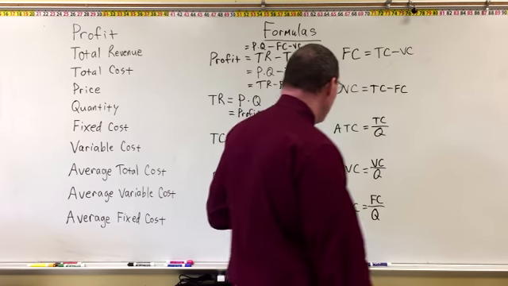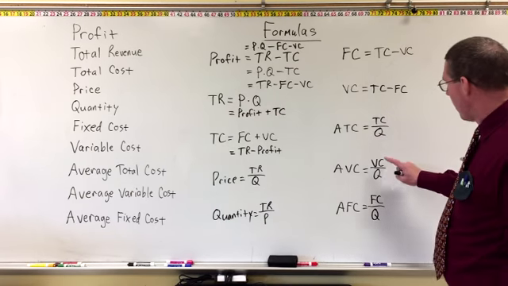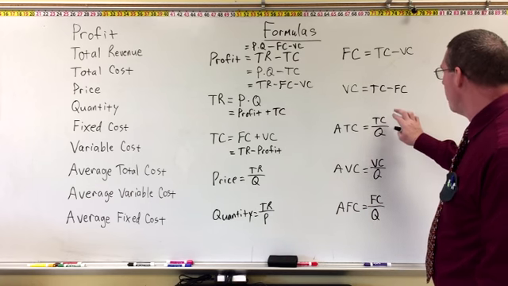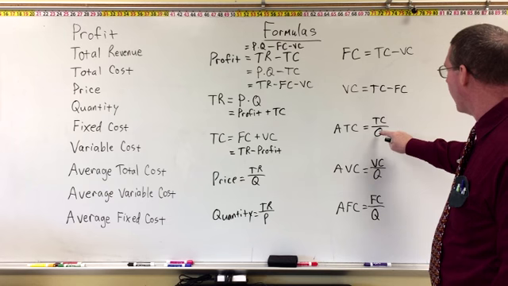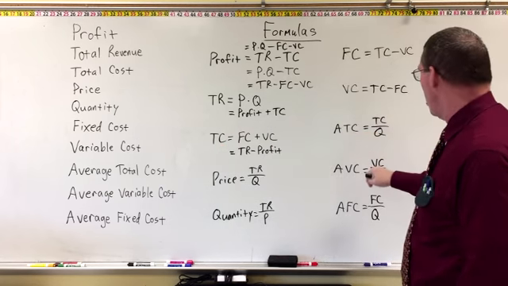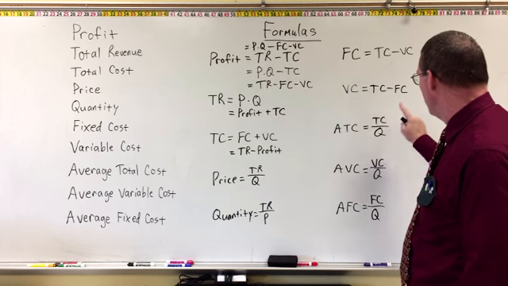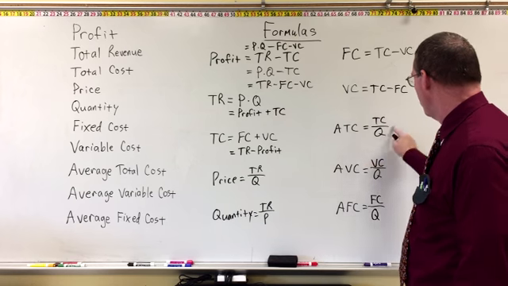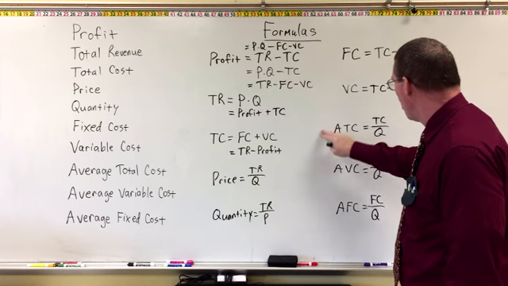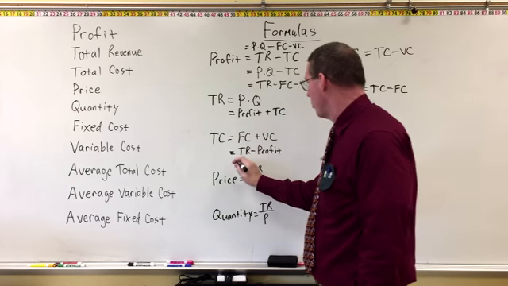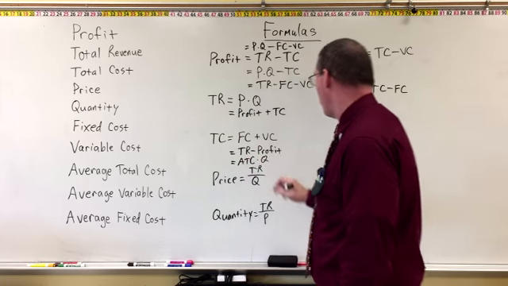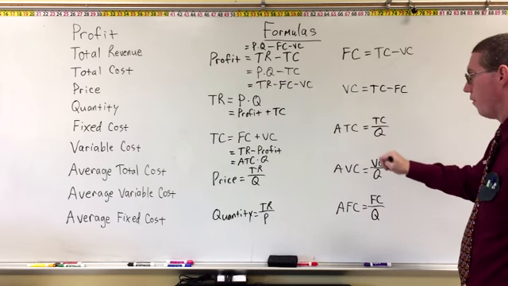Now I want you to notice something, that this one has variable cost in it, and this one has fixed cost in it, and this one has total cost in it. So what we could do here is we could actually solve for total cost with the average total cost formula. If I multiply both sides by Q, multiply by Q here, cancel the Q, multiply by Q here, I have total cost is equal to quantity times average total cost. So total cost could be equal to average total cost times quantity, right? Because of this formula over here.